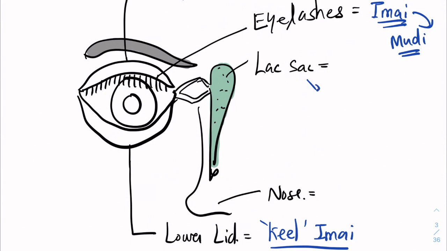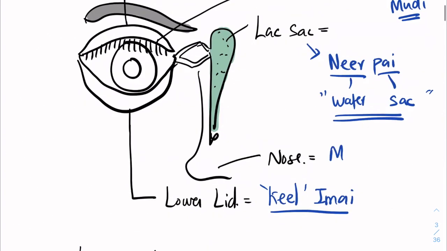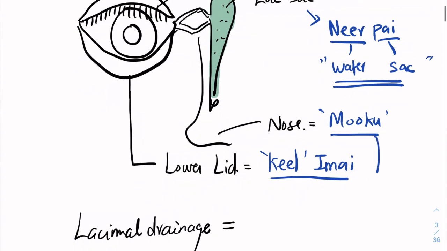Lacrimal sac is also called neer pai. Neer means water, pai means a sac. So water sac, neer pai. Nose is called as mook. Know the difference. Brain is called mulai, but nose is called mook. Very closely related but different structures altogether. So that is with the lacrimal apparatus.